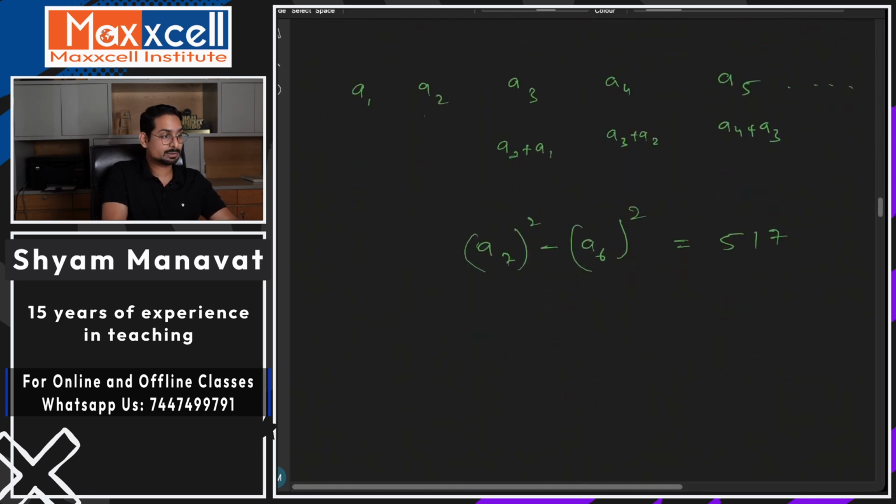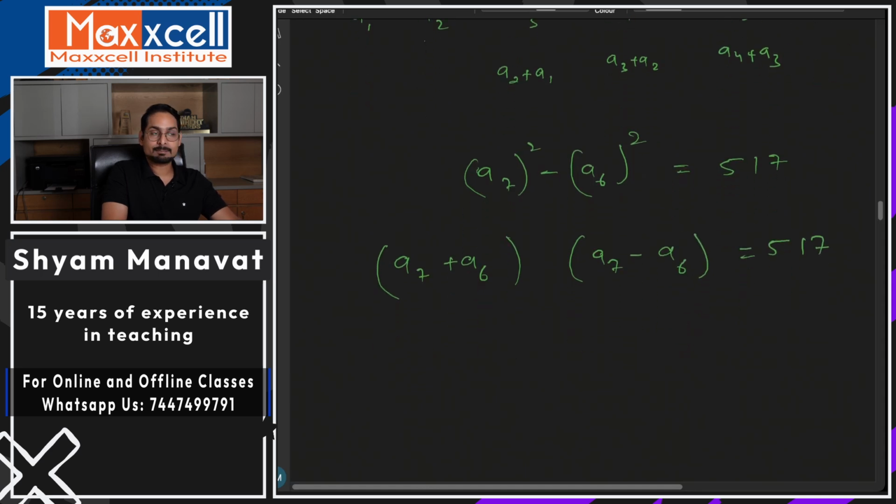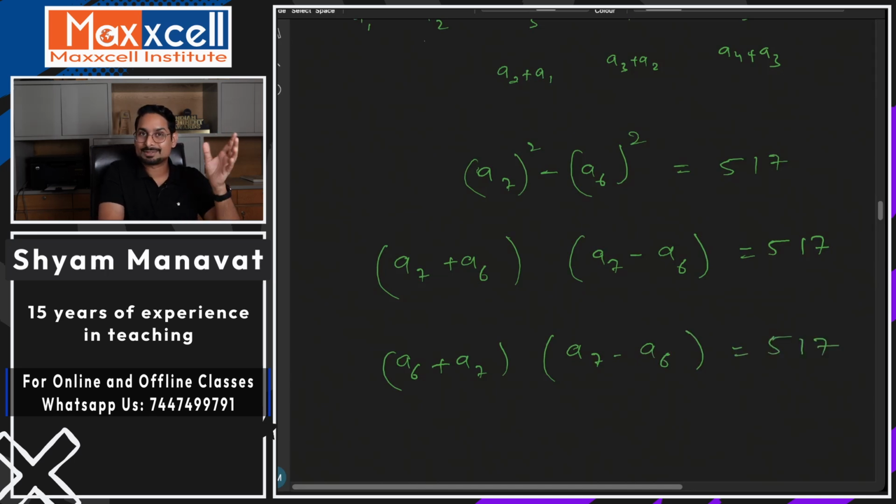Now think about it. A square minus B square, what is the formula? The 7th term plus the 6th term, and next the 7th term minus the 6th term, right? That is 517. Now instead of the 7th term plus the 6th term, can I write the 6th term plus the 7th term? Yes, that's completely fine. Now after this, as we always do, apply logic with maths.